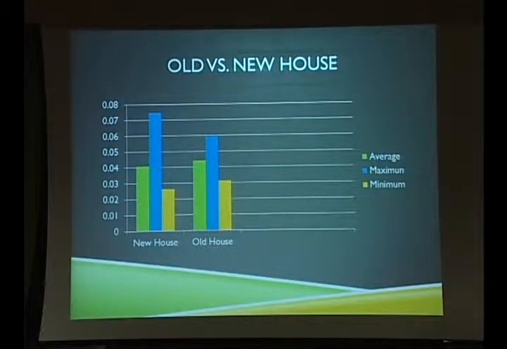The old house versus new house, this graph shows the averages of the overall project. We took the averages of the averages, maximum and minimum, in this graph. We included Thanksgiving, that's why the cluster of graphs to the left, the blue is higher. Otherwise it would be lower, like we said, down to the 0.015.